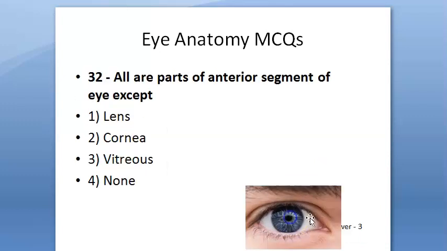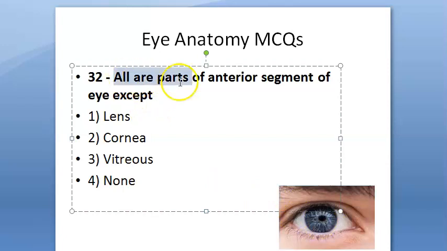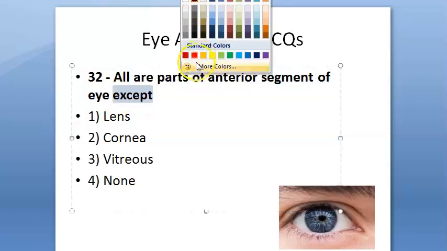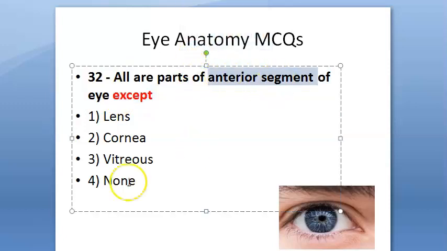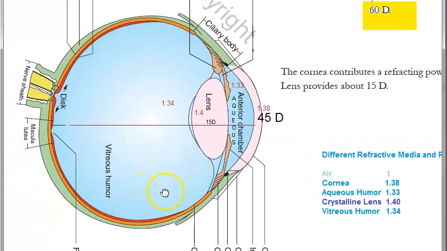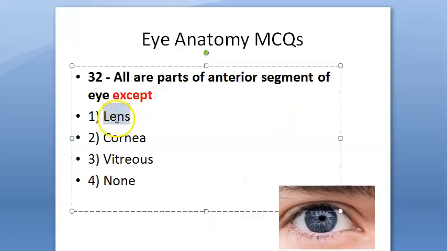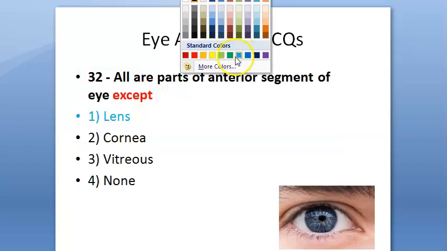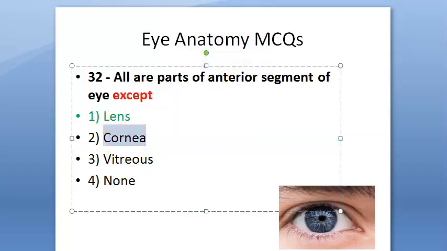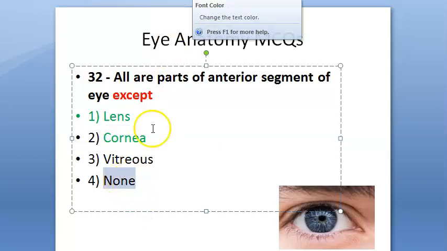Okay. So the next question here is all are parts of anterior segment of the eye except. This is an except question. So in anterior segment of the eye, what and all will you have? So anterior segment you will have cornea, anterior chamber, this is the posterior chamber, iris, lens, all this will be there. So lens will be there, lens is correct only, it will be there. Cornea, yes, it will be there in the anterior segment. None is wrong answer, none should not be there here.